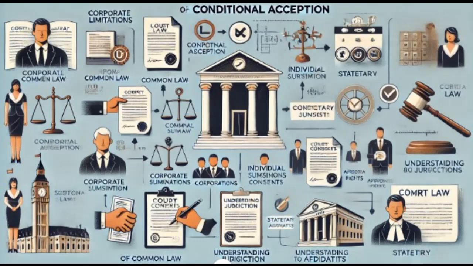When an individual is summoned to a statutory court, it is essential to recognize the nature of this jurisdiction and to understand that the corporate entity, the court, cannot directly enforce claims under common law. Conditional acceptance enables individuals to address claims by engaging the personal accountability of the individual agents involved, e.g., judges, attorneys, clerks, who are accountable under common law.